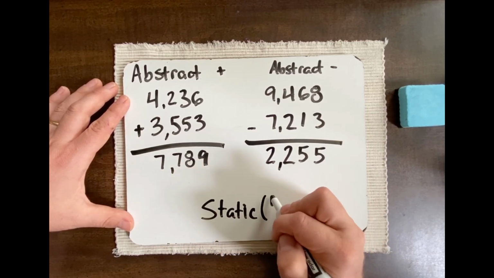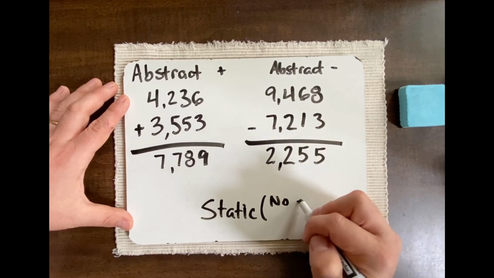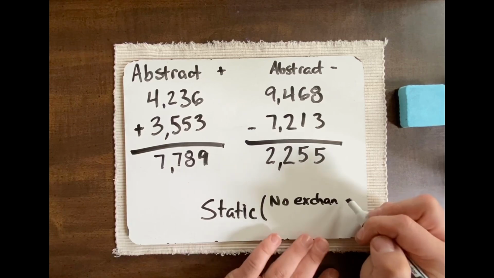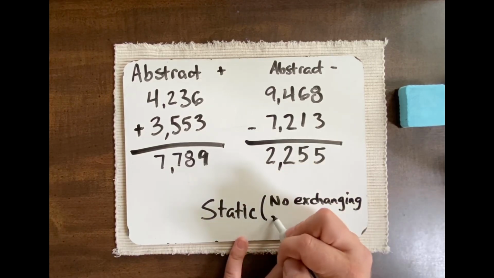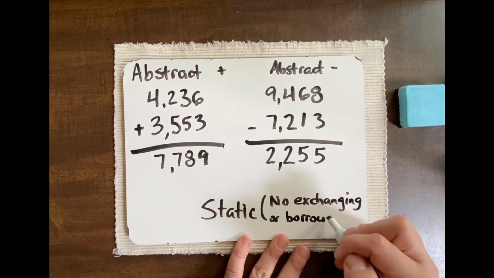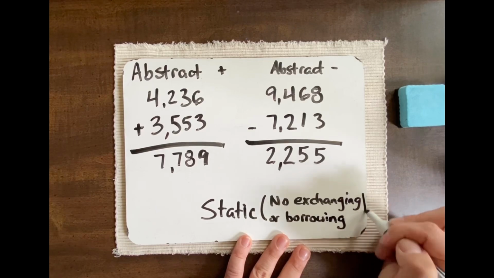That is static. There was no exchanging in this. Static. Not a lot of exchanging. We didn't have to do any borrowing. But what happens if we move over into a little bit more, let's say something more dynamic? Ooh, let's go check it out.